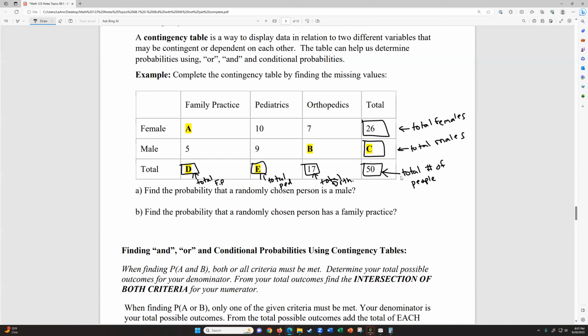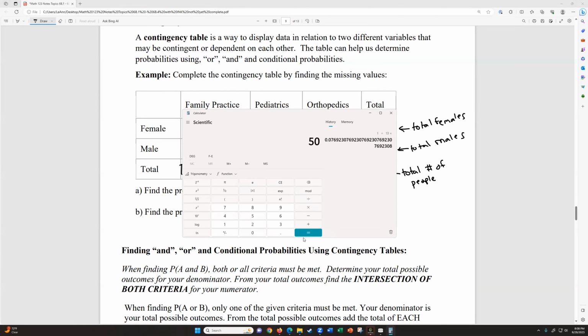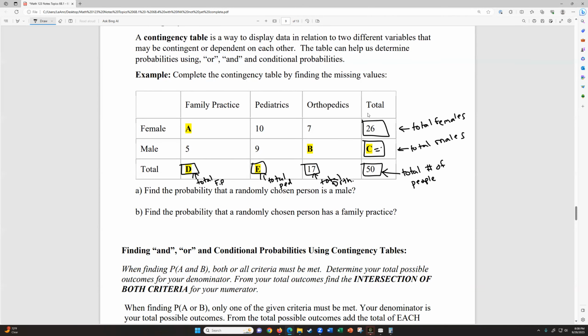So one way to get started in a table like this is I see that I can go ahead and get the total for the males. If I know I have 26 females out of 50 total participants, then I can do 50 minus the 26 to know the number of males, which will be 24. So that one is 24, okay?